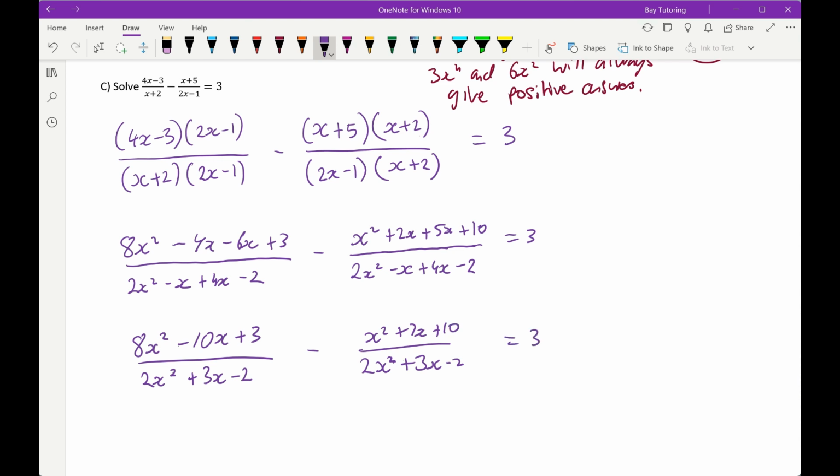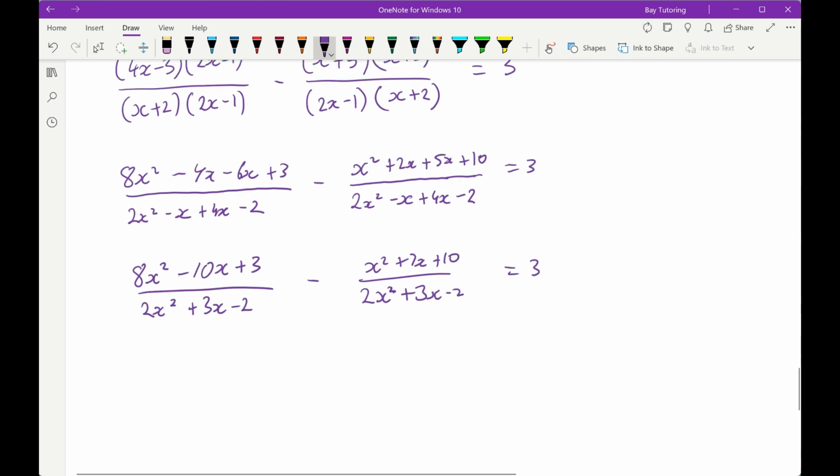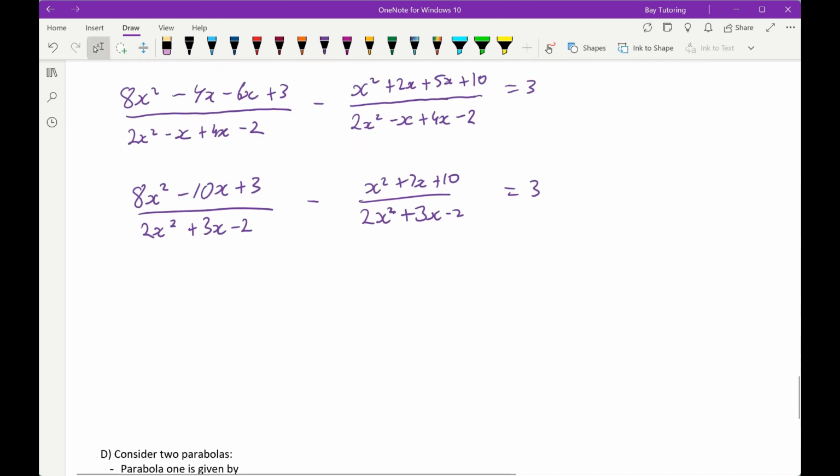This all equals 3. By doing the multiplication and then simplifying, this is going to make the next step easier, where we write them as one single fraction. Because you could have done it in a different order. You could have written it as a single fraction first and then expanded and simplified. That would be a bit more complicated. I think it's easier to do it this way.